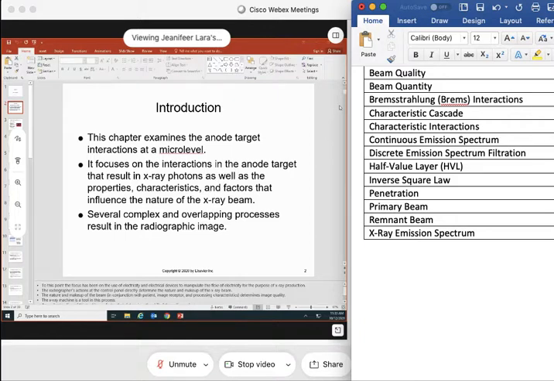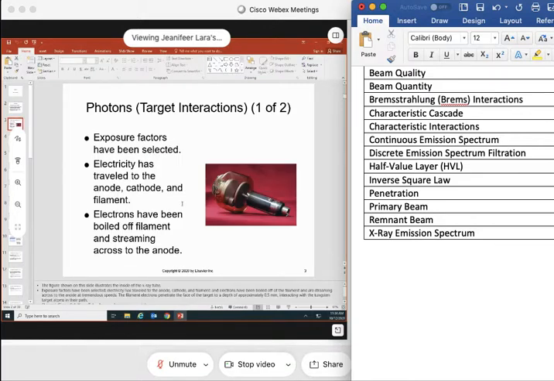Okay? There's also going to be overlapping processes that result in creating the radiographic image. Okay? So there is a lot going on. Your objectives. This is what it's basically telling you. We are going to discuss a lot of properties. However, you've already covered where the electrons come from. You've already covered what they're going to collide with. And you've already covered where the X-rays are going to exit from.